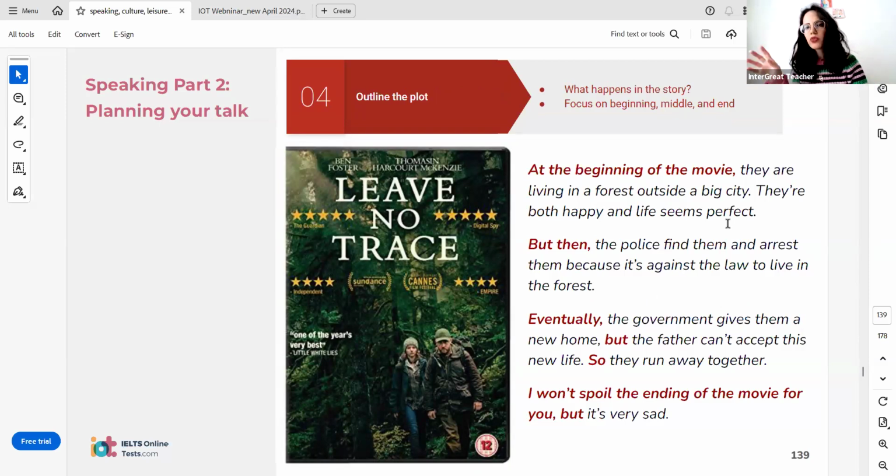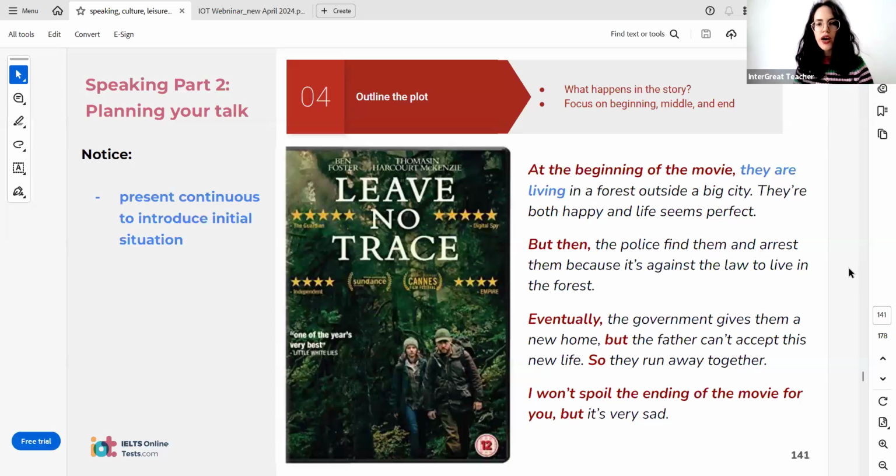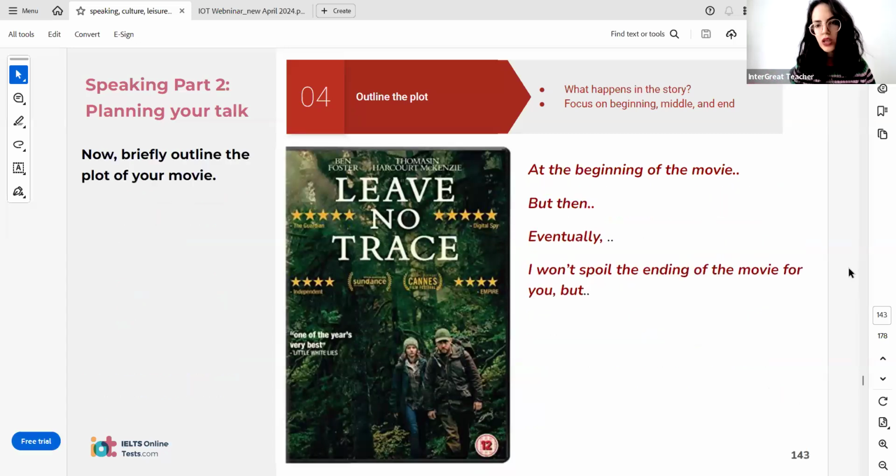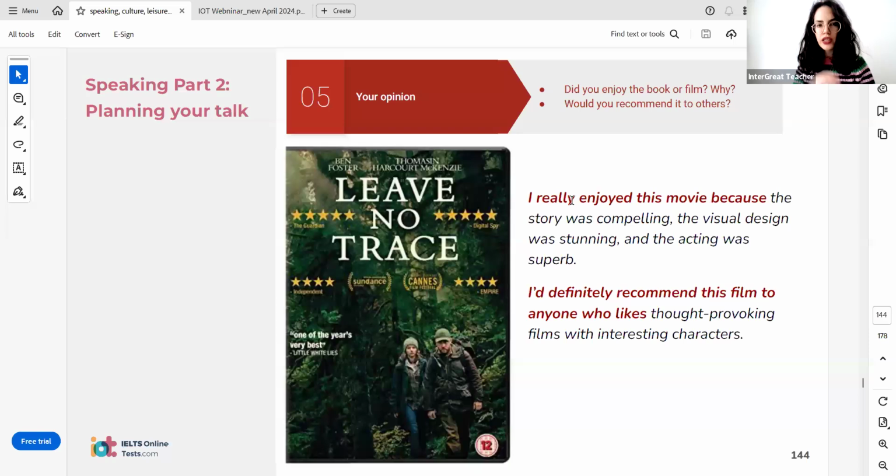So at the beginning of the movie, they're living in a forest. Then what happens? Eventually, at the end, and then, if you want to spoil, you will. If not, no. So I'm using, for example, present continuous to talk about the beginning of the story. And then for the main events of the story, I use simple present. So at the beginning, present continuous, later, simple present. So you can learn these linking words: at the beginning of the movie, then, eventually. I won't spoil the ending.